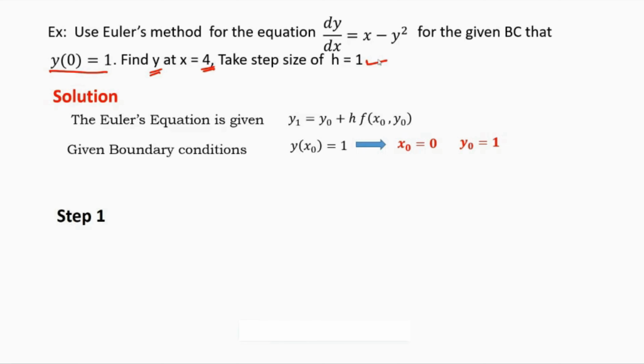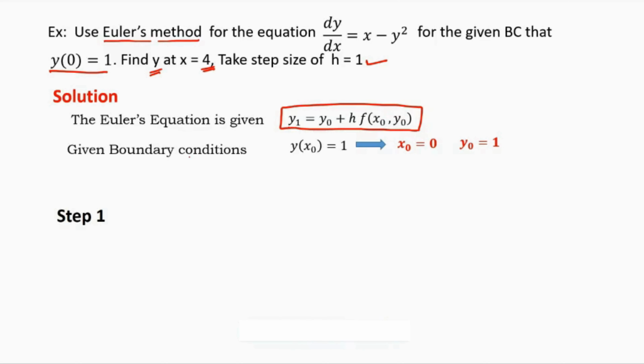So in this case also, first of all, because it is mentioned to use Euler's method, as soon as Euler's is mentioned, you recall this Euler's equation. This is the Euler's equation which we have derived in the previous slide. So here y1 is equal to y naught plus h into f of x naught, y naught.